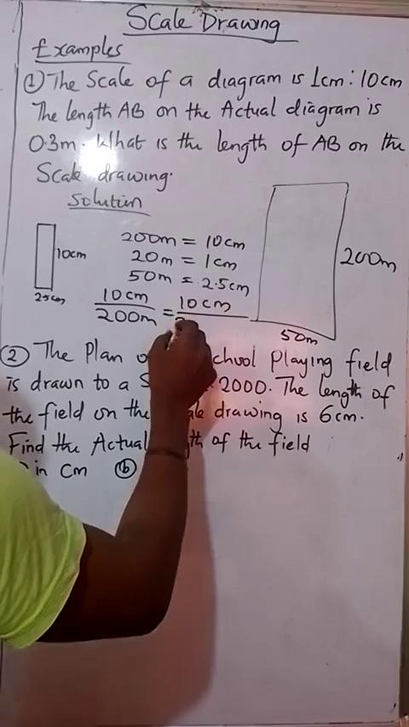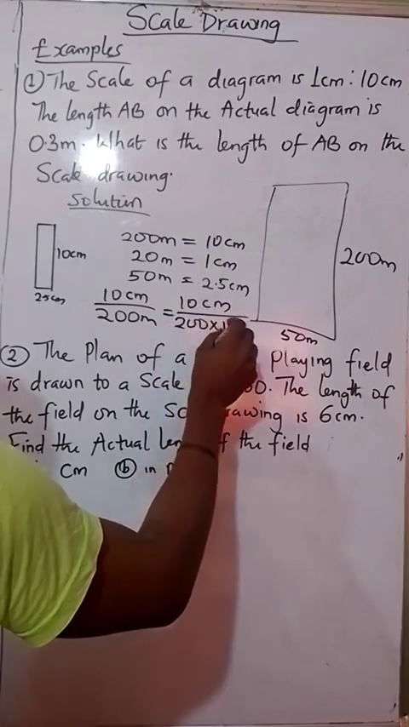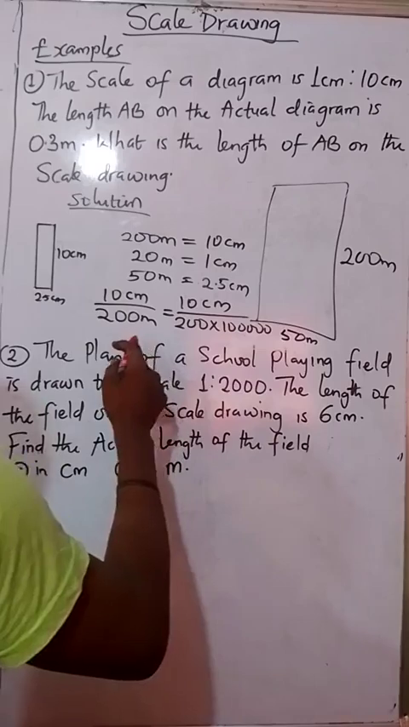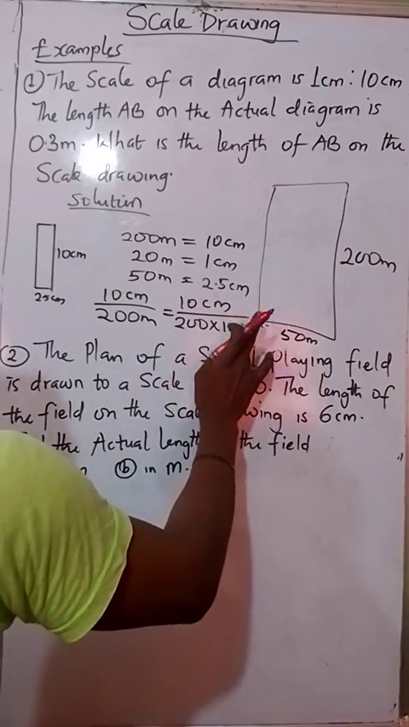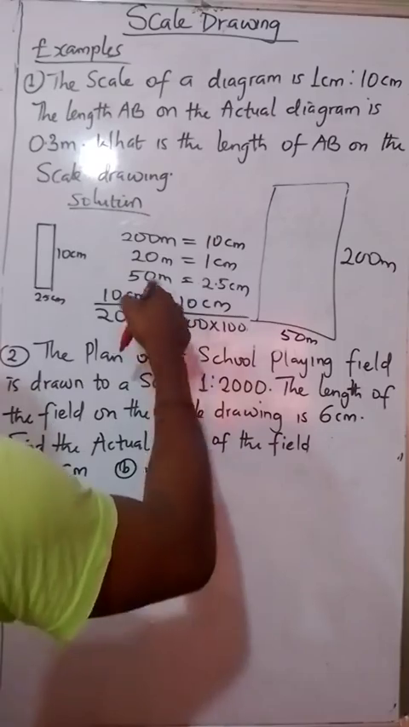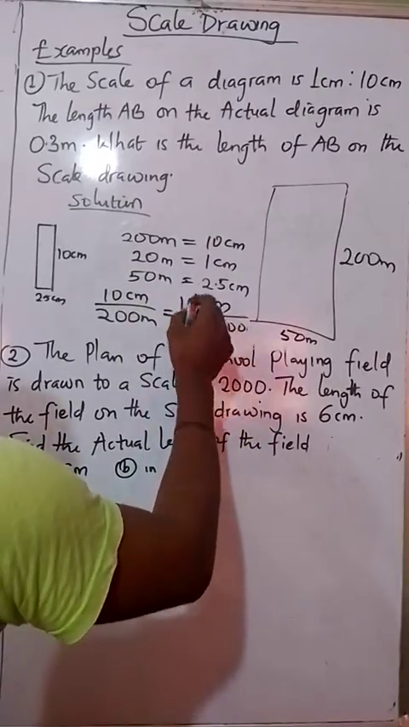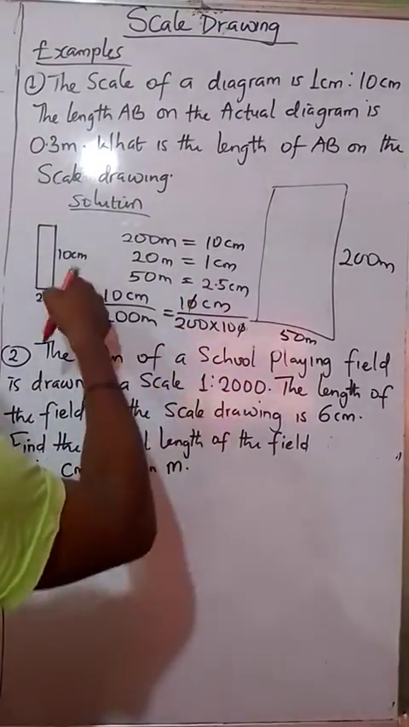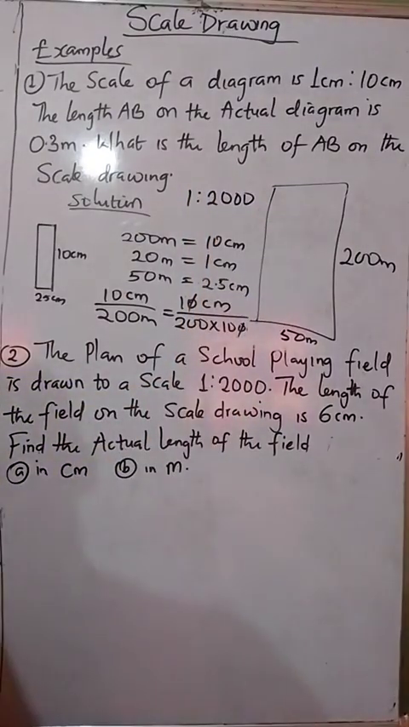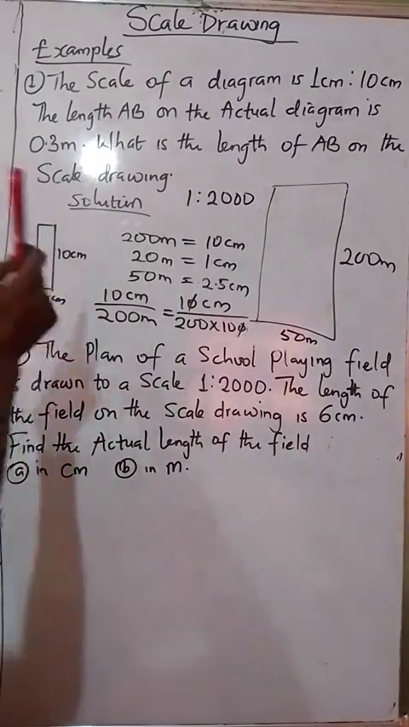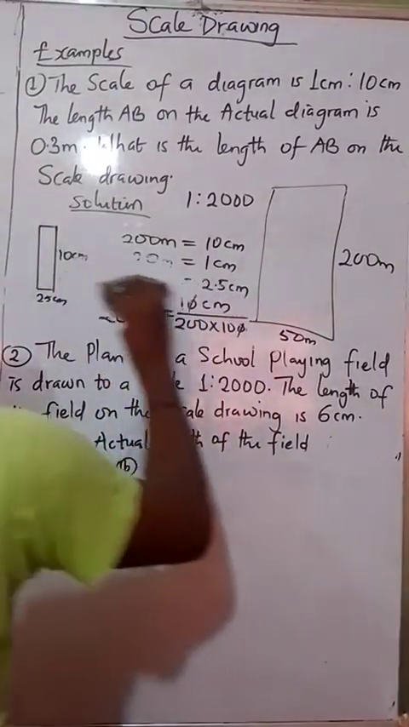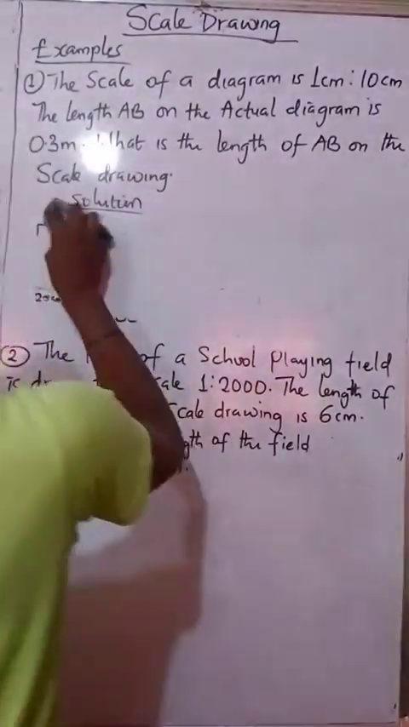If I convert meters to centimeters, I have 200 times 100. Sorry, 100 centimeters make 1 meter. So the ratio of the building that I drew to the actual building is 1:2000. Alright, so let's continue with this explanation.